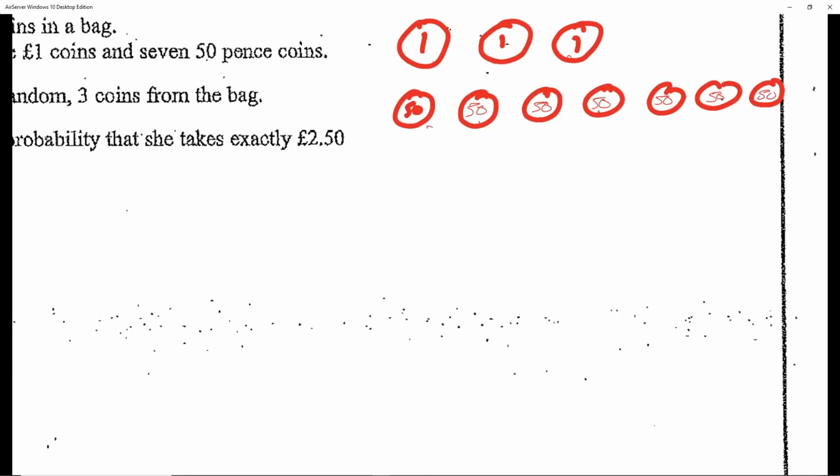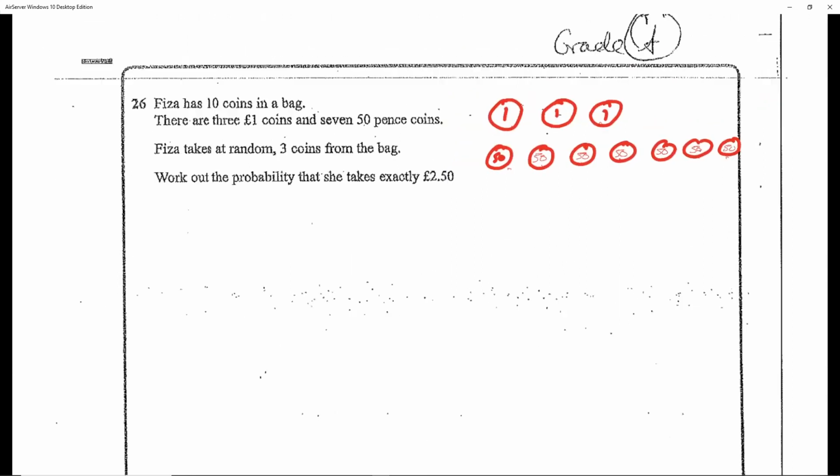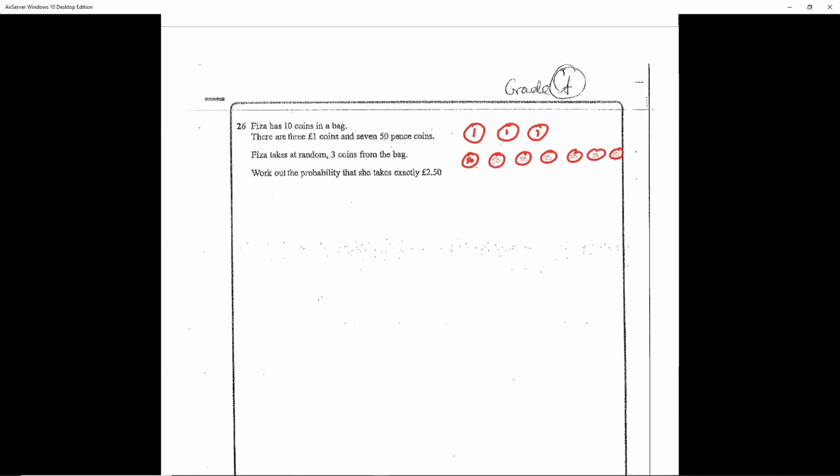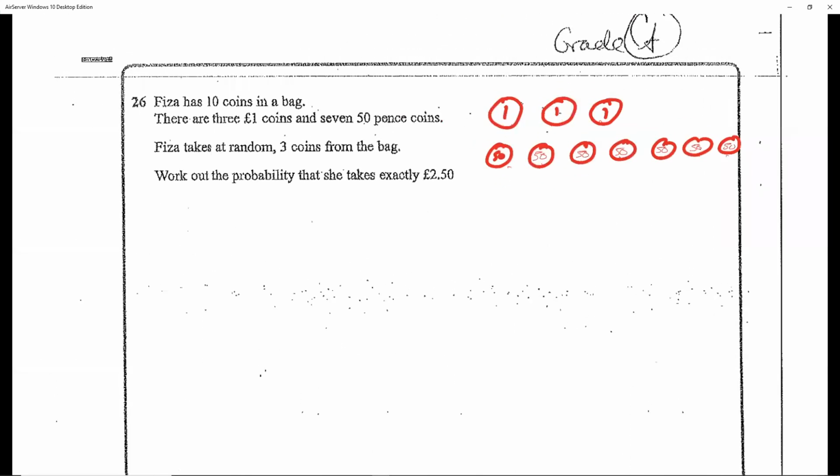So you should have different combinations of whatever she wants. Work out the probability that she takes exactly £2.50. That's question number 26, worth 4 marks. Right, so off we go. So how do we understand this? What are the ways that we can make exactly £2.50?